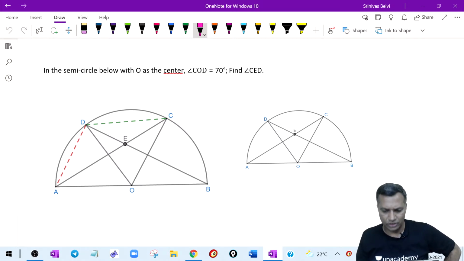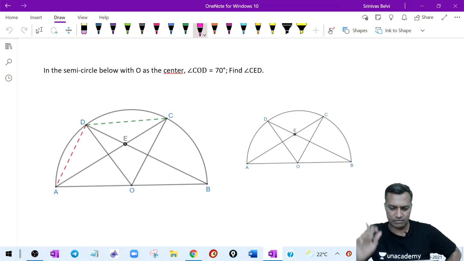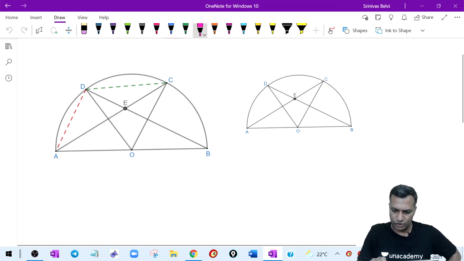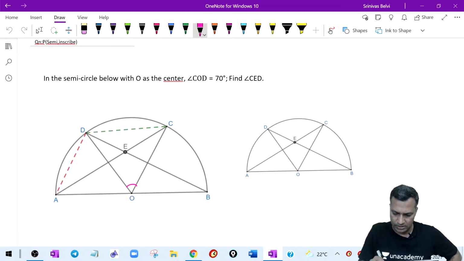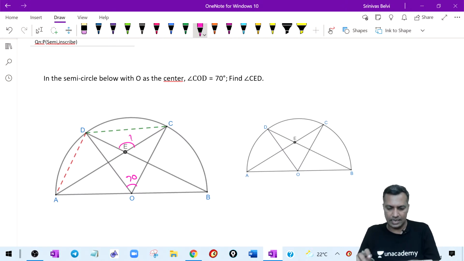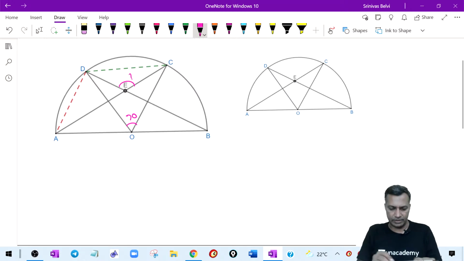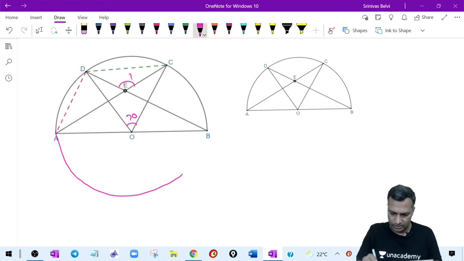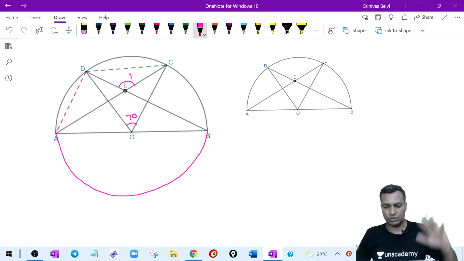What is that construction? Let's try and understand. Listen, all of you listen very carefully, my friends. Okay, what is given to me? Only this. This is 70 and I need to find this. All right, let's keep that in mind. And if I were to complete this, this is the circle. This is how the circle looks.